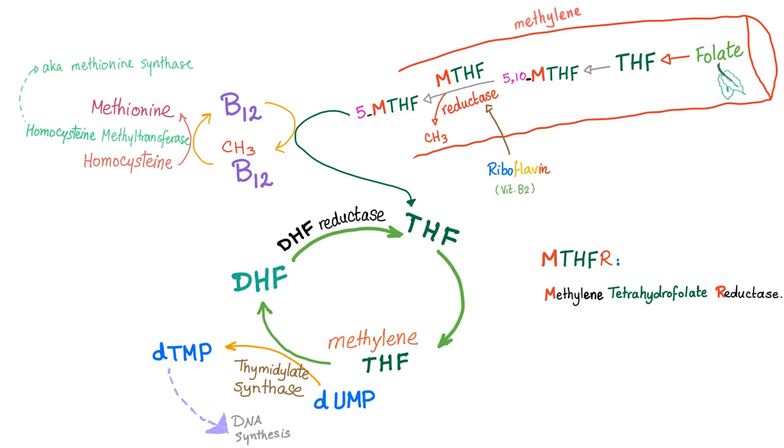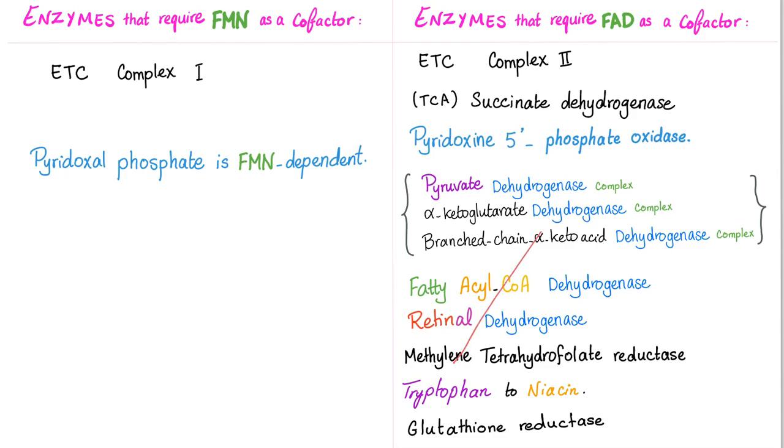Okay, 5-methyl. Great. Now what? Now you're gonna kick the methyl out. Kick it onto the B12. And then the B12 will kick it to the end. You know the rest of the story. But now THF is free and it can help us make DNA. What was the name of this lovely enzyme? Methylene THF reductase, baby. And it requires riboflavin as a cofactor. Isn't riboflavin a doozy? So we are done with all of these doofuses.